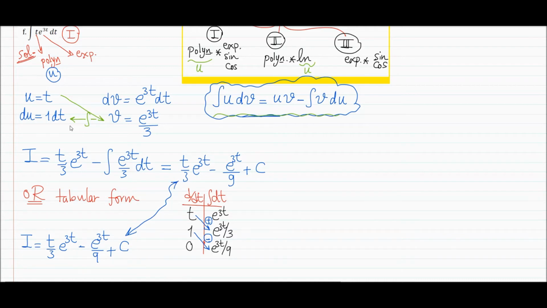So you can use this tabular form in group number 1 only in order to make it easy for you. In order to make the idea clear, let's take another example, number G, which is the integration of y multiplied by sine y dy. Here, this is also a group 1 problem, so I can apply the tabular form directly. I have to select one to be differentiated and another one to be integrated, and for sure you have to select the polynomial, which is y, to be u.